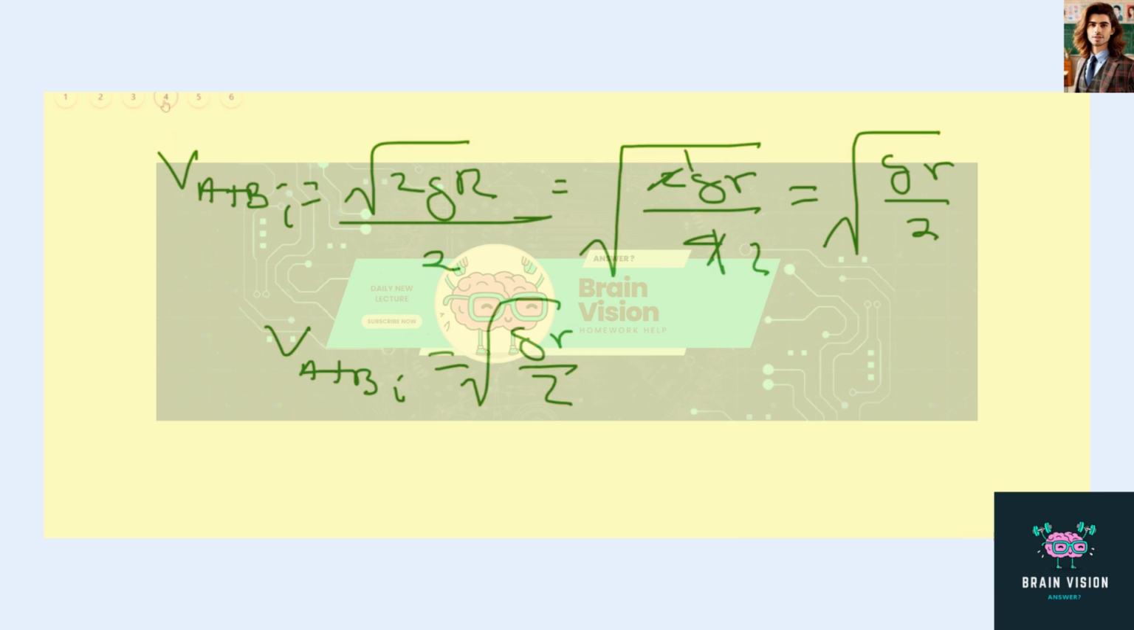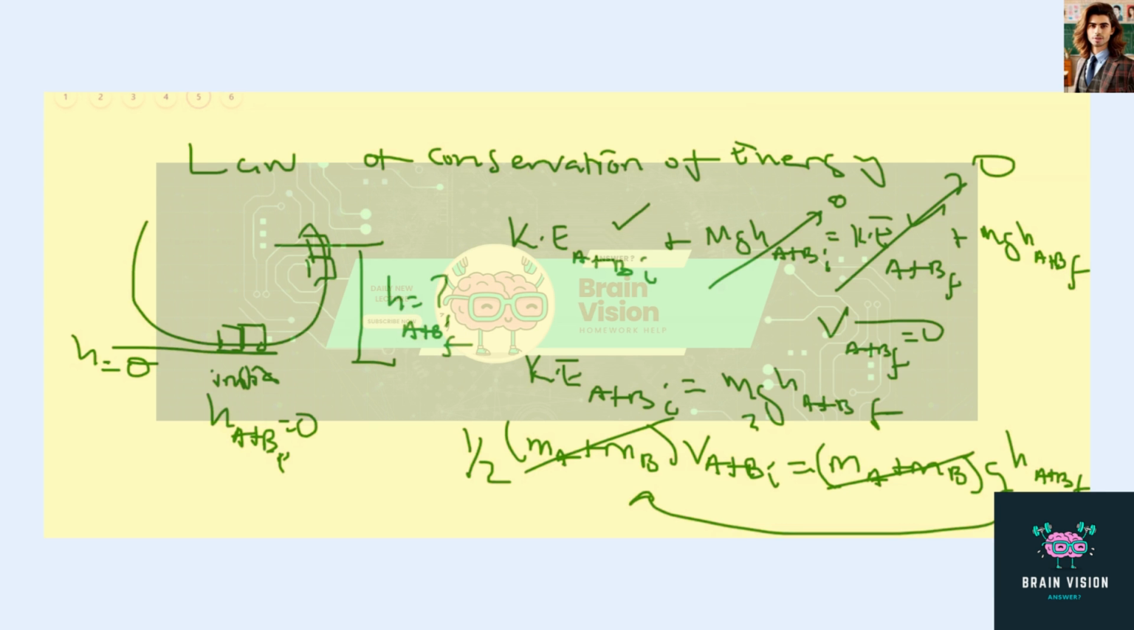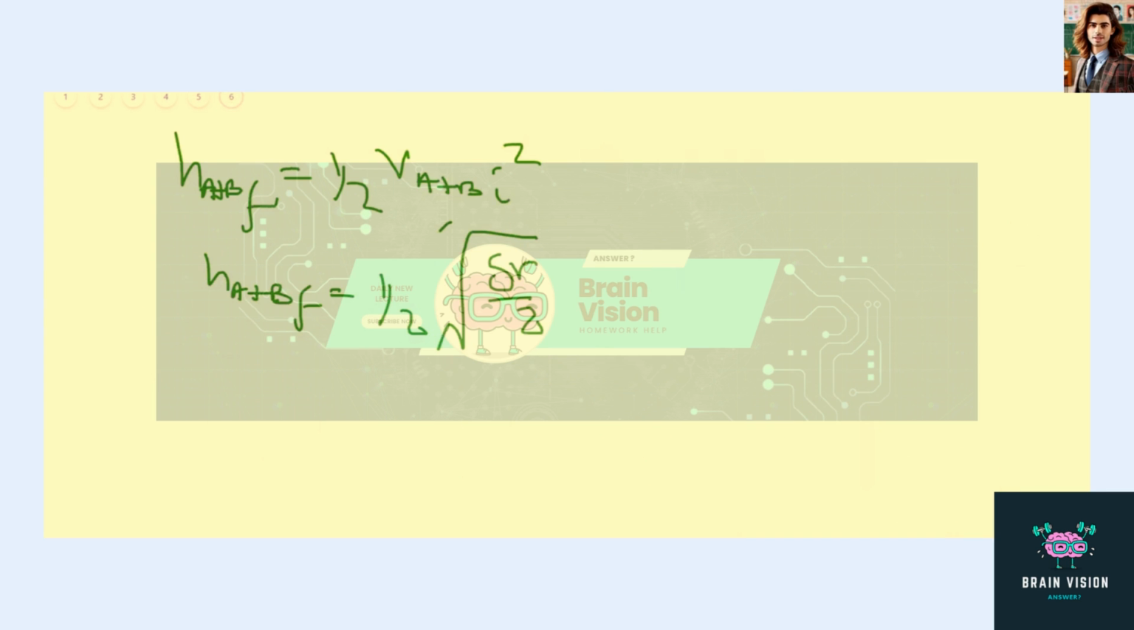Remember, the initial velocity of A and B was the square root of gR over 2. So that's what we have to plug in right here, square root of gR over 2. This one happens to be squared, so you have to remember that. This one is squared, don't forget that. And then this 2 is going to be squared.